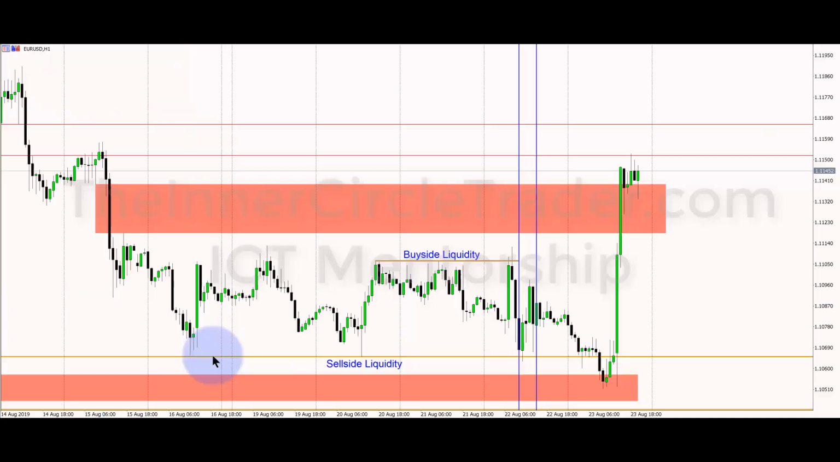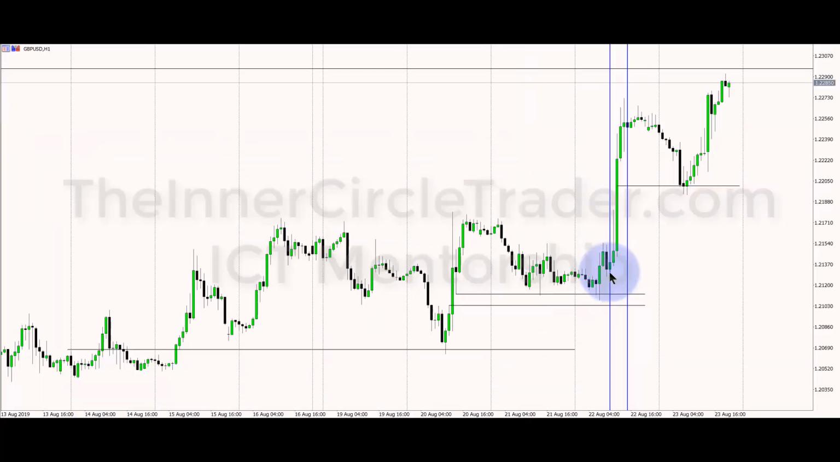We're going to go over to the euro dollar. And right in here you can see what is the euro dollar doing at that same time. It's part of its original consolidation during the entire week. So is it moving up? Is it moving down? Is it held in consolidation? It's held in consolidation. On the same day, August 22nd, what is cable doing? Tearing off to the upside.